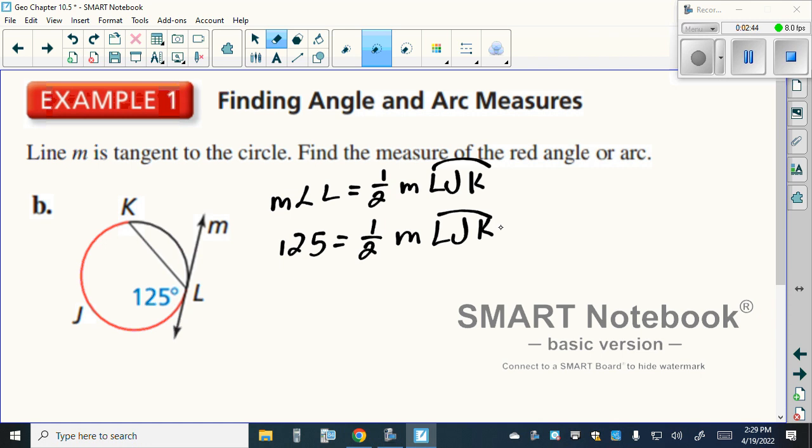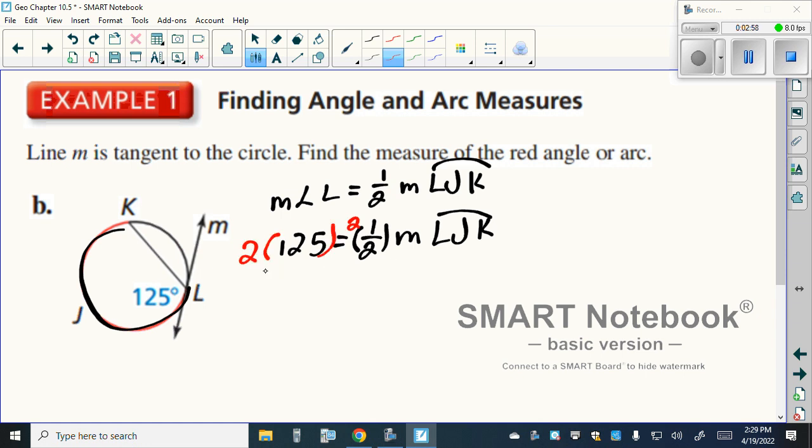Well, arc LJK, this one here. But to get this by itself, we have to multiply both sides by 2. So the measure of the arc LJK is just 2 times 125, which is 250.